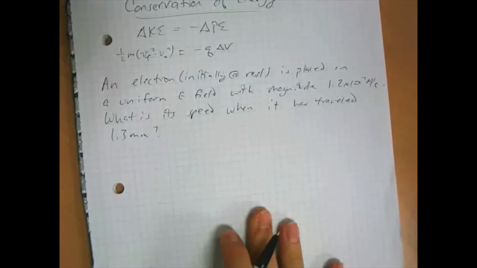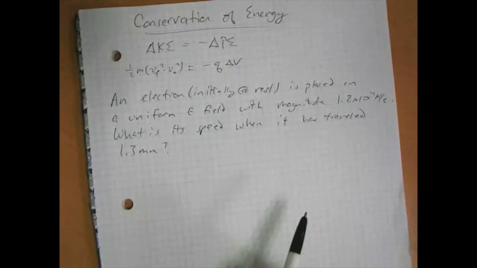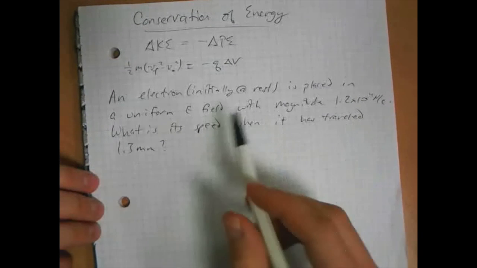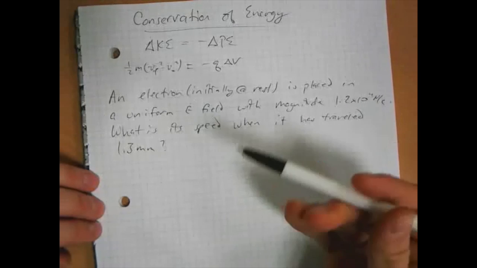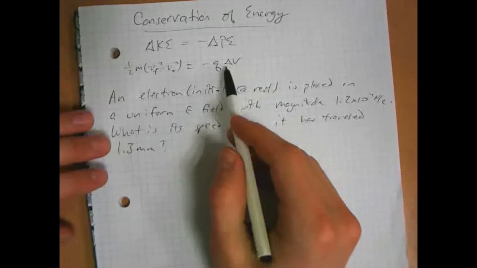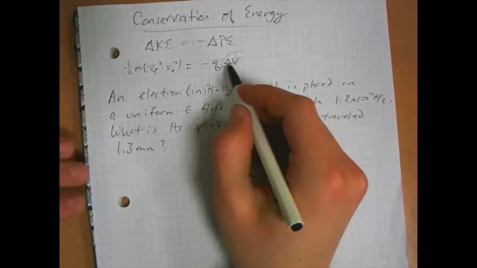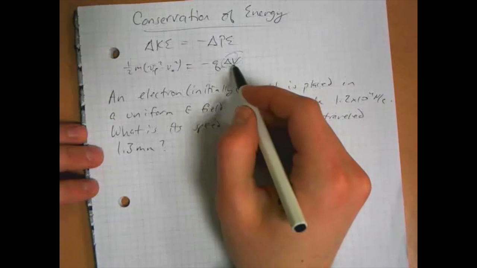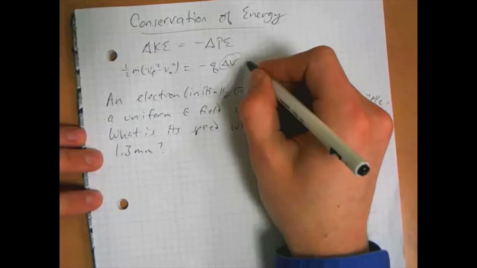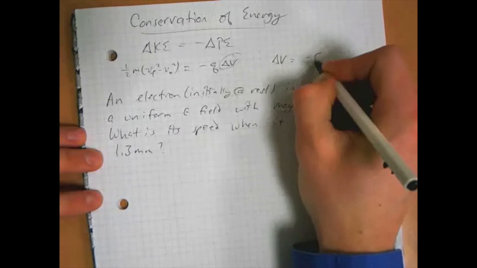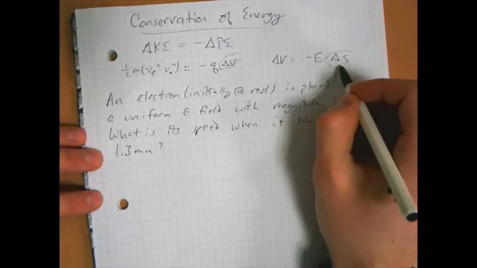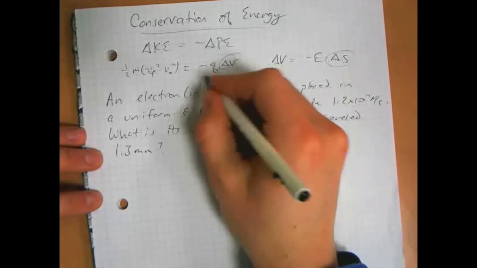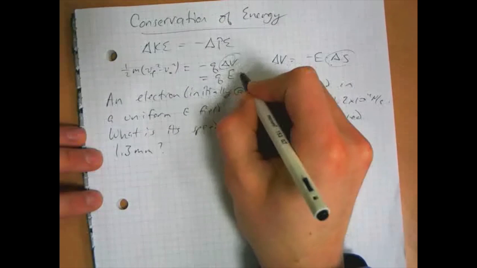Let's say we have an electron that is initially at rest, placed in a uniform E field with magnitude 1.2 times 10 to the 4th newtons per coulomb, and we want to know its speed when it has traveled 1.3 millimeters. The signs are going to be important when we deal with this delta V, because we know delta V is minus E delta S. But delta S is positive in the direction of the E field. So this becomes Q E delta S.